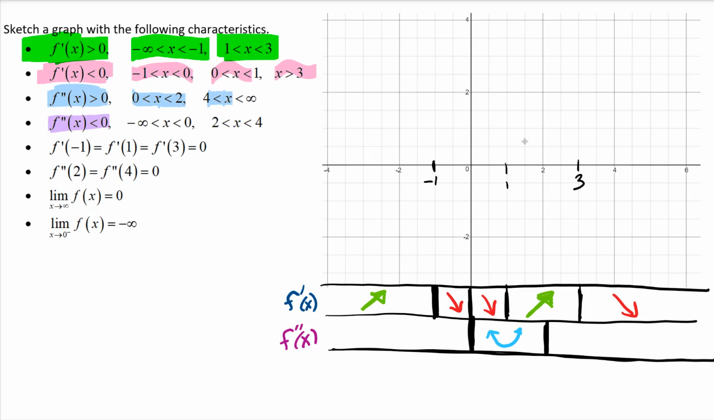Is it concave up anywhere else? Let's look. Oh, yeah, it is. From 4 to infinity, it's concave up. So let's block off 4 to infinity. There's 4, right? Come down there. All right, cool. We're concave up. Yay, smiley faces. Good deal.